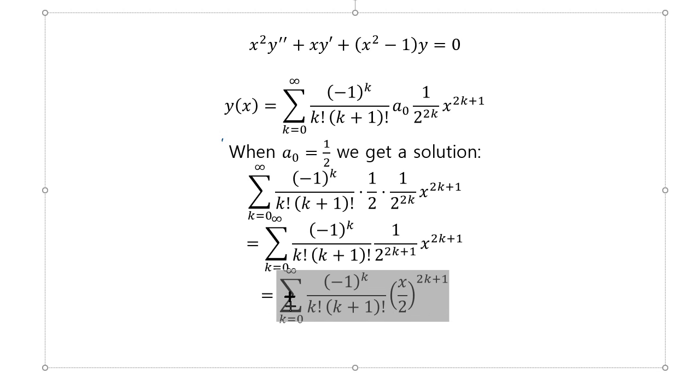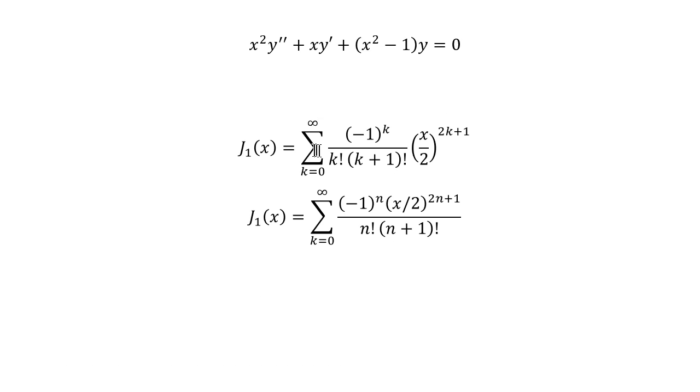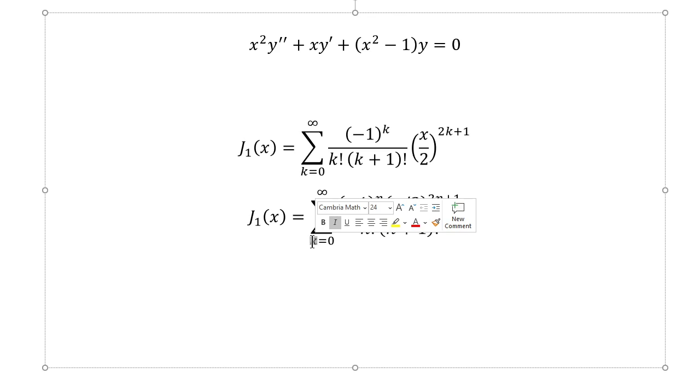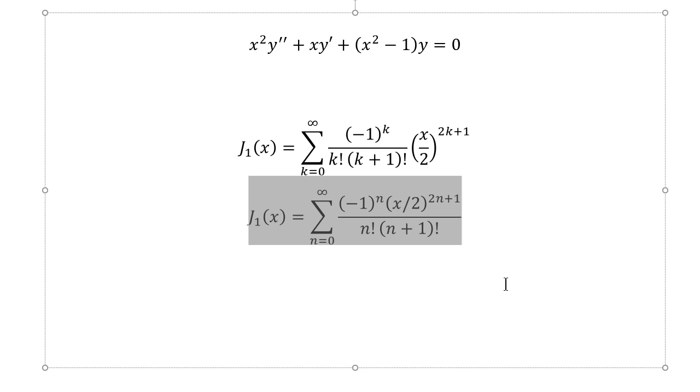Okay, so I want to conclude by saying that this function, usually written in this form, this should be n. It's written in this form, and that is called the Bessel function of the first kind with index 1.